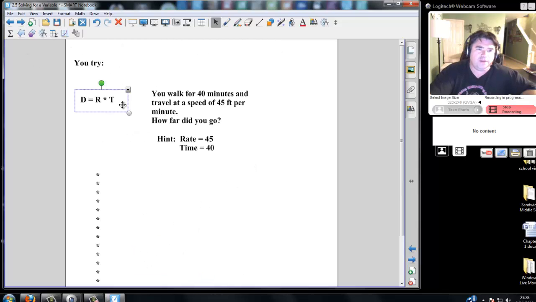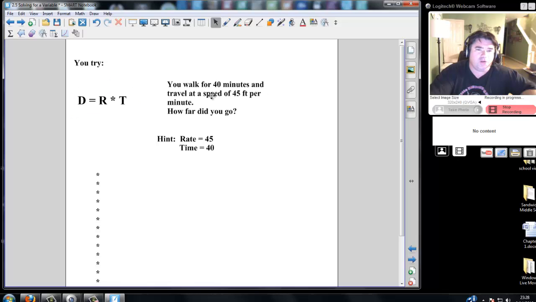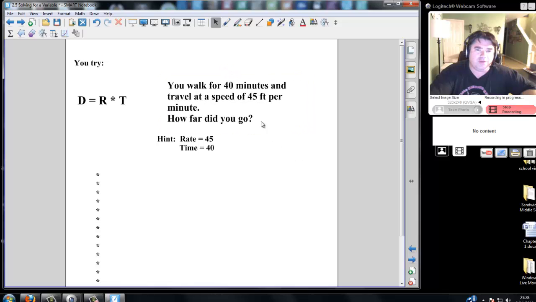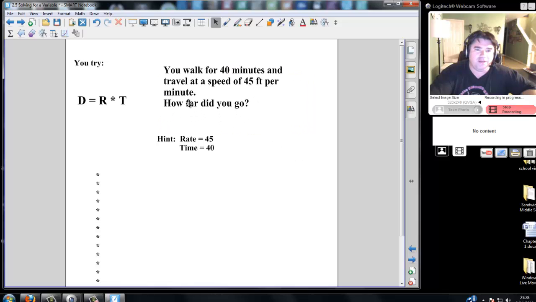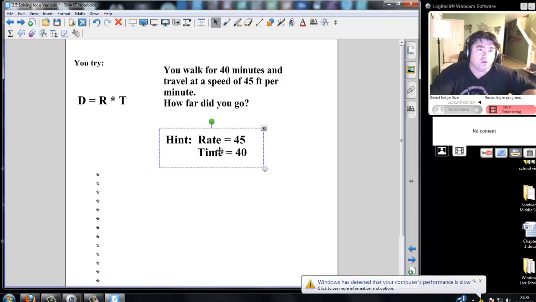Now you try. Once again, go ahead and write down in your notes d equals r times t. But this time, go ahead and put the following. You walked for 40 minutes and traveled at a speed of 45 feet per minute. How far did you go? The hint is the rate's 45 and the time is 40. Go ahead and pause at this time and try to work it out. When you have it, go ahead and unpause.